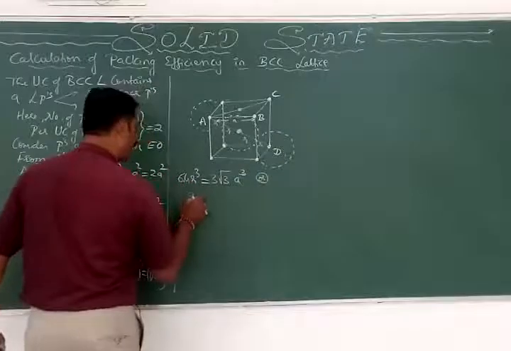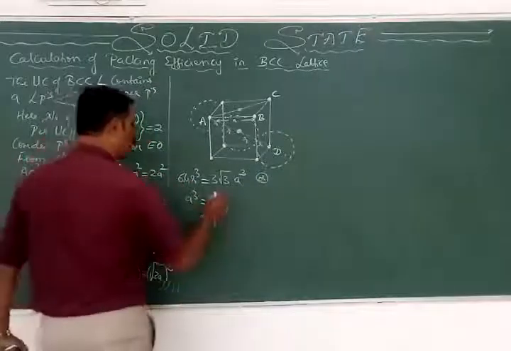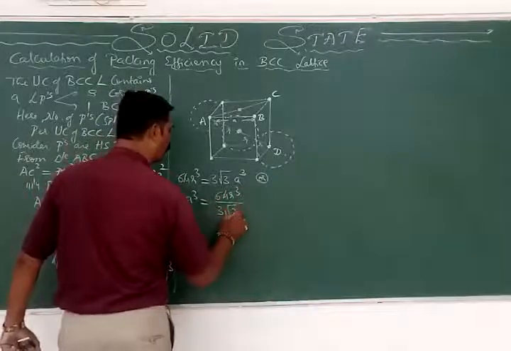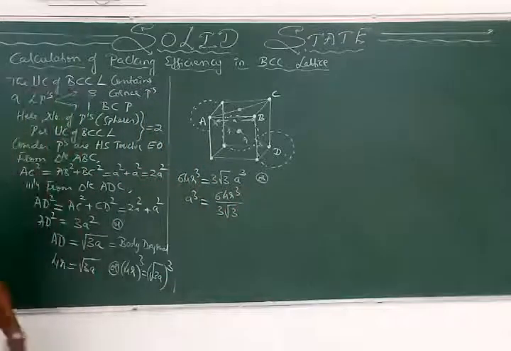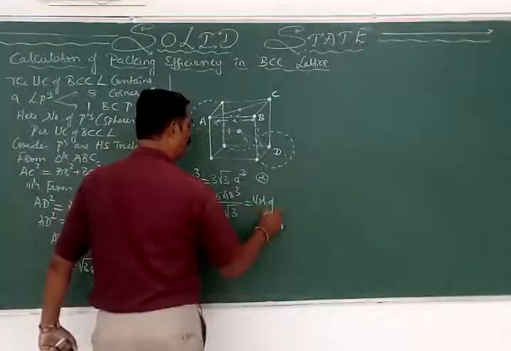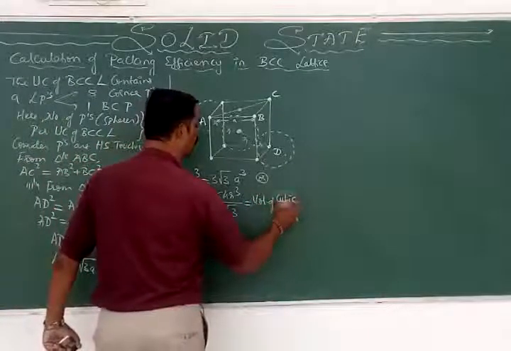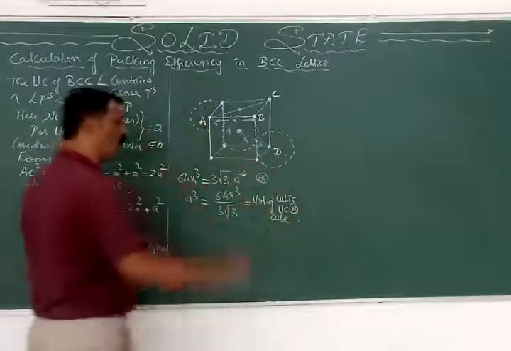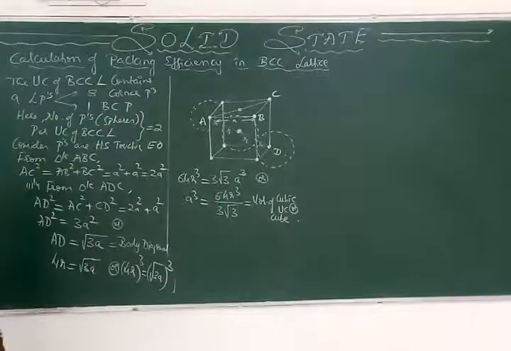What is A cube here? A cube is 64R cube divided by 3 root 3, and this is called the volume of the cubic unit cell, or simply it is also called the cube. Volume of the cubic unit cell, which is also called the volume of the cube, that is called A cube.